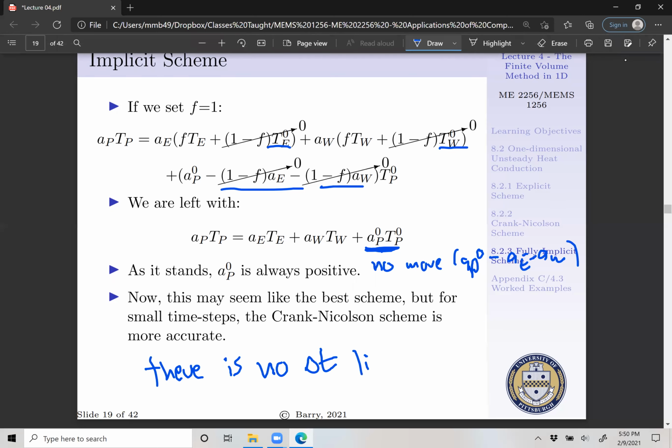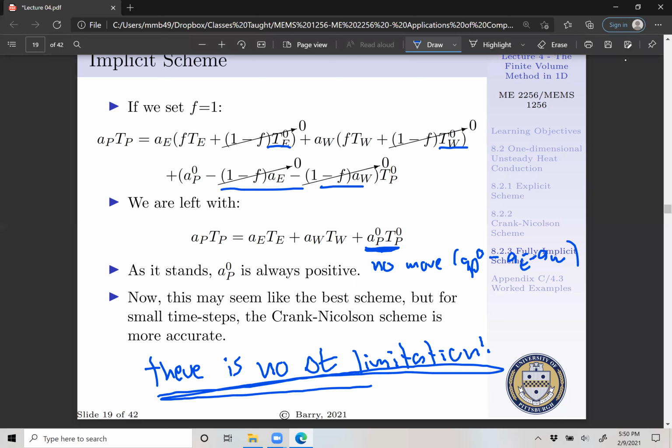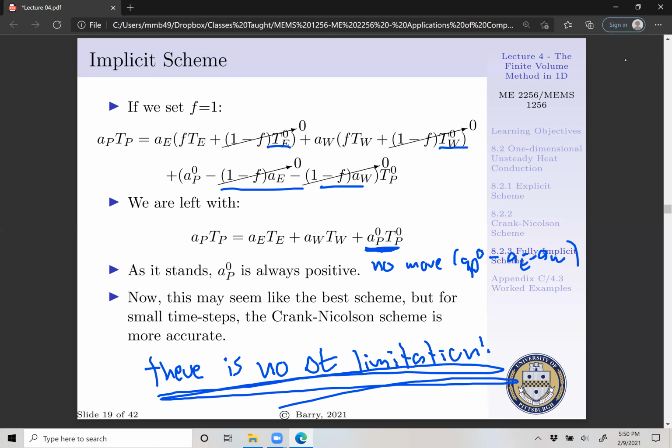There is no delta T limitation. And right now, you might be popping open some champagne, celebrating, saying, hey, we have a scheme where I don't care about my time step. That's not true. Because if we once again pass the information too quickly through our system, we're going to lose that information in our cells. The solution is going to get smeared.